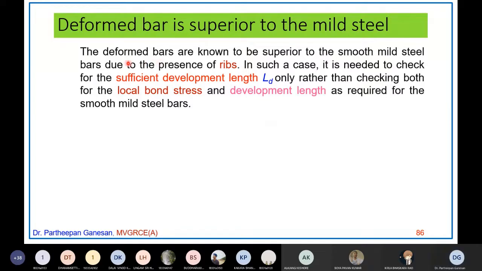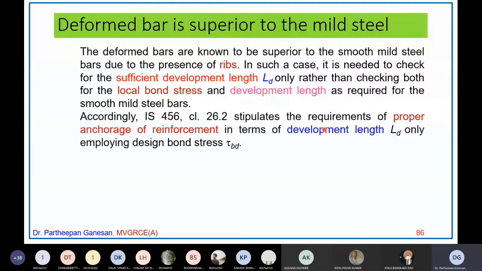Obviously, deformed bars are known to be superior to smooth mild steel, due to the presence of ribs. In such a case, it is needed to check only for sufficient development length LD, rather than checking both the local bond stress and development length. We already discussed development length for anchorage and local bond. So if you are providing deformed bars, it is sufficient to check only the development length. No need of checking the local bond stress. That's what they are saying.